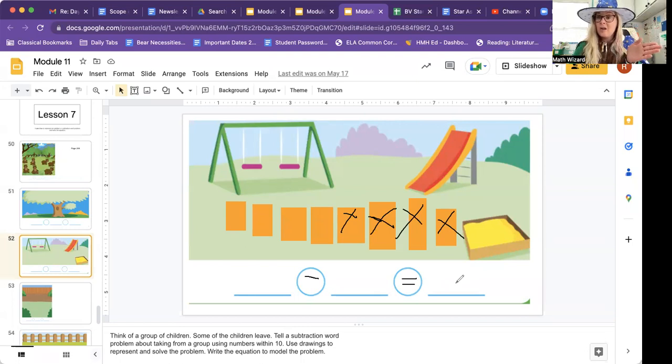Now, can you make up your own story? Absolutely. Can you use my story? Sure, whichever you want. But we have to make sure that our numbers here match the picture and this picture matches the story. Okay? All right, you can pause this while you do that problem.